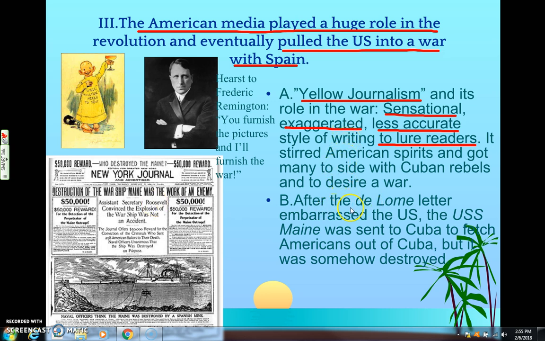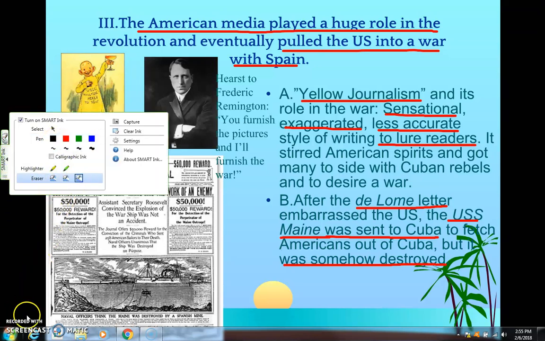There was this letter published called the DeLome letter that embarrassed the United States. It called our president a weak and ineffective leader. And that sort of gets the American public riled up. And the United States decides to send the USS Maine to Cuba to just have a presence in the region, also to get some Americans out of Cuba, but it somehow ends up being destroyed. And that's going to cause some potential problems. And we're going to see why here in a minute.